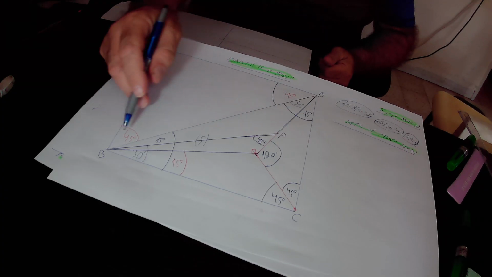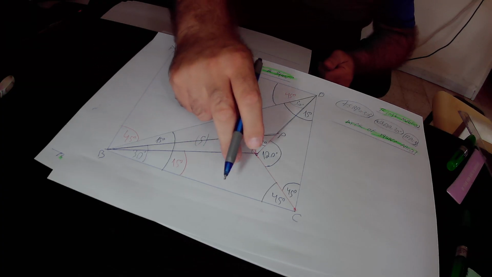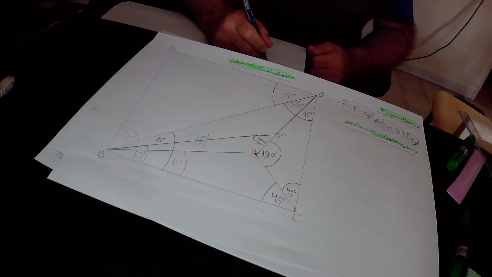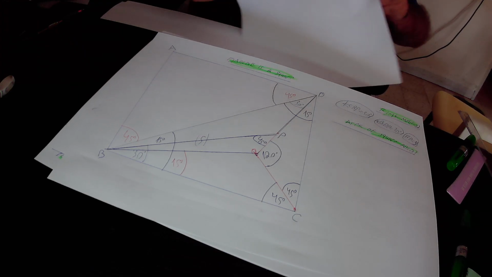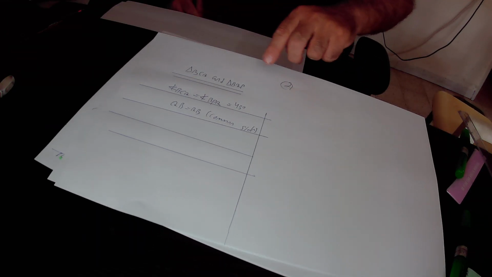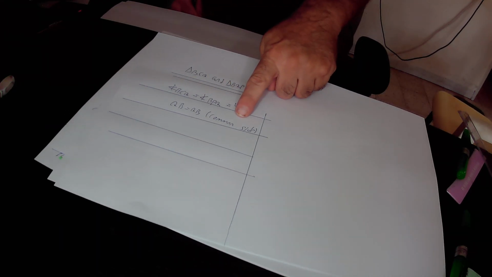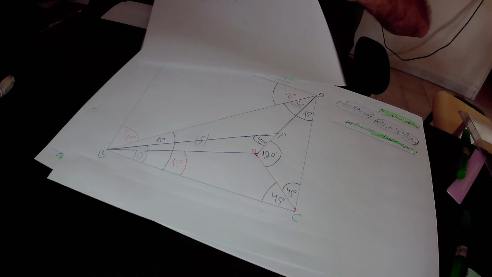This is side QB. It is a common side that belongs to both triangles. So you can write down that QB equals itself. It's a common side that belongs to both triangles.